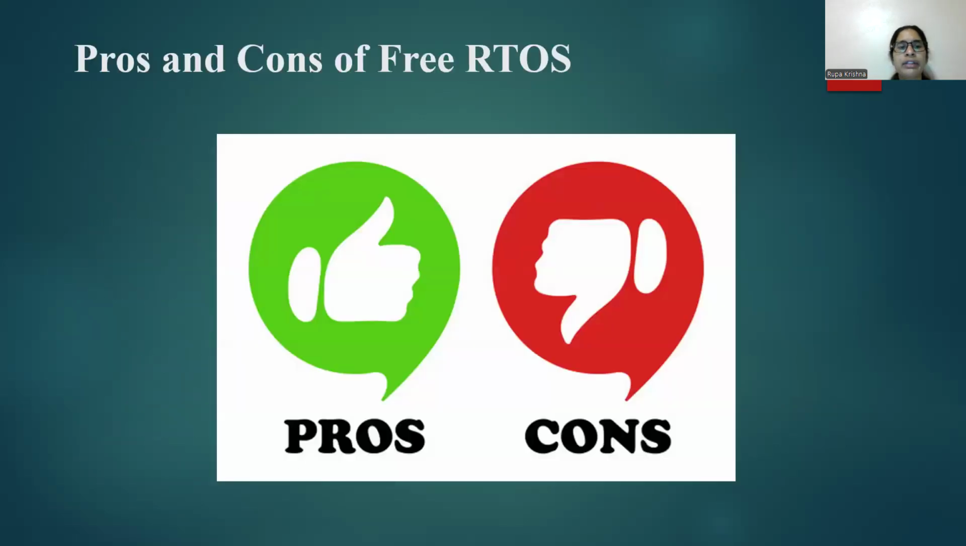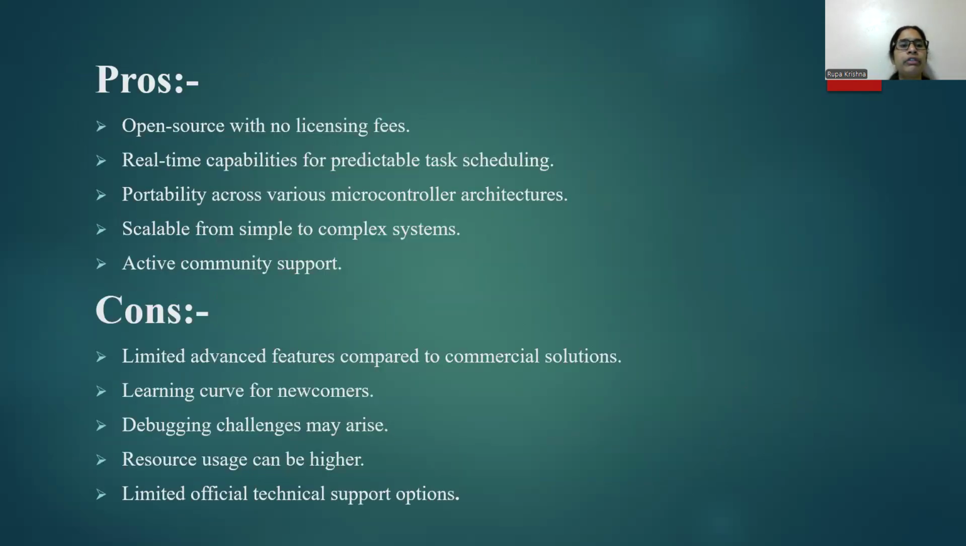The next slide is about the pros and cons of FreeRTOS. The first one is open source with no licensing fees. The second one is real-time capabilities for predictable task scheduling. The third one is portability across various microcontroller architectures. The fourth one is that it is scalable from simple to complex systems. And the last one is active community support.